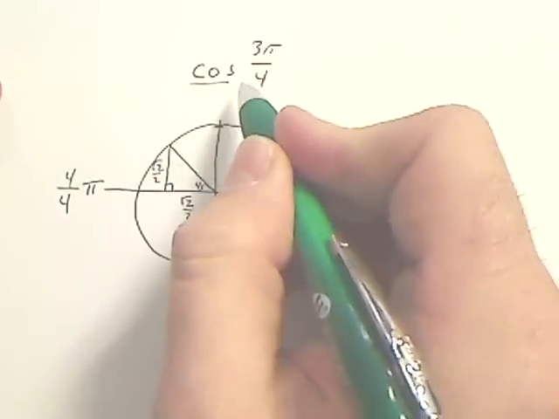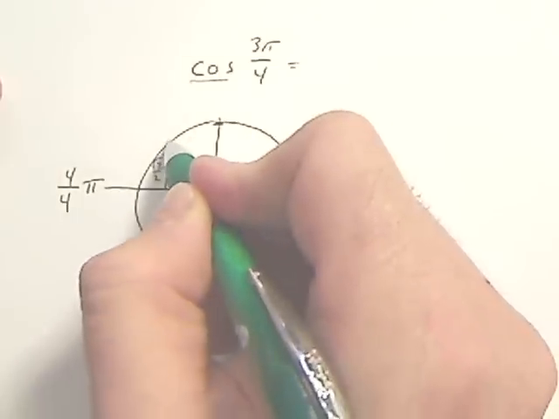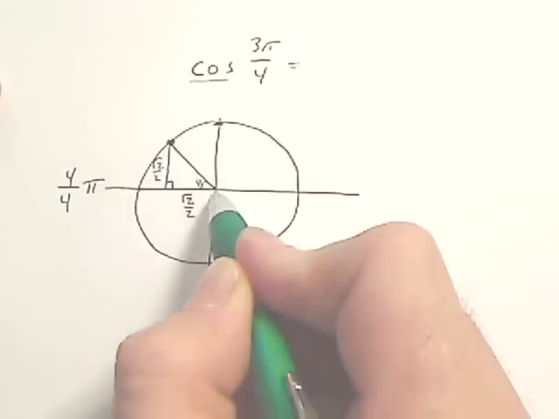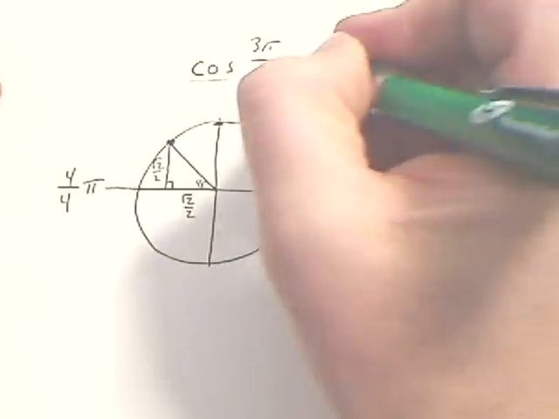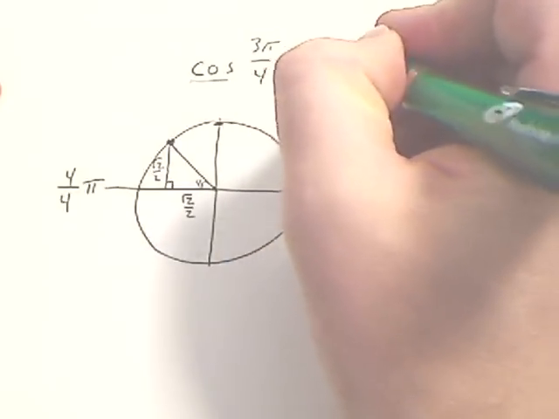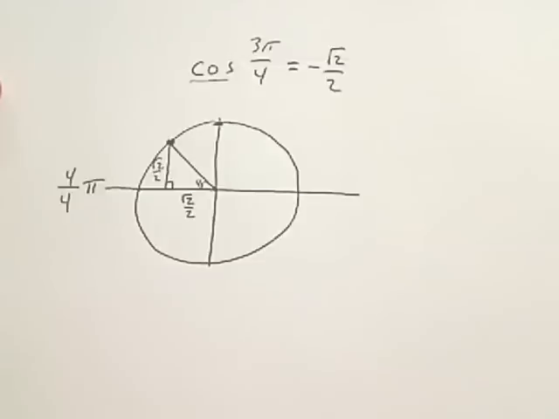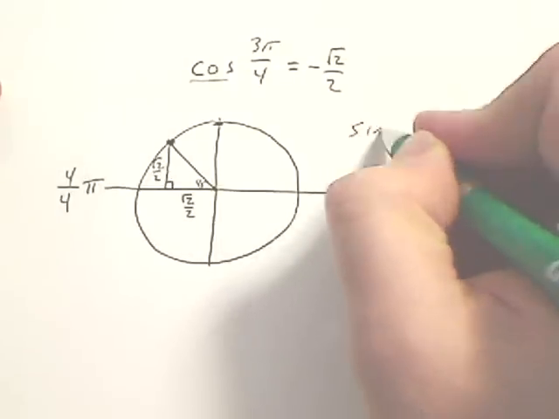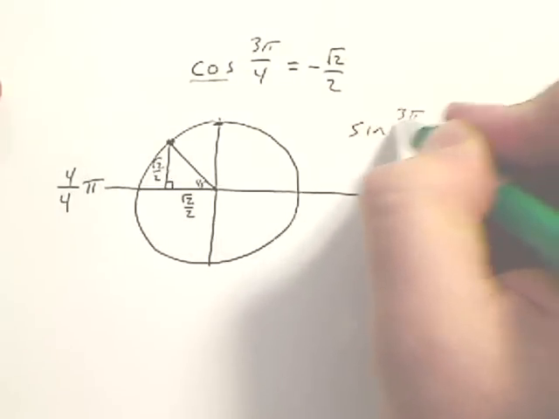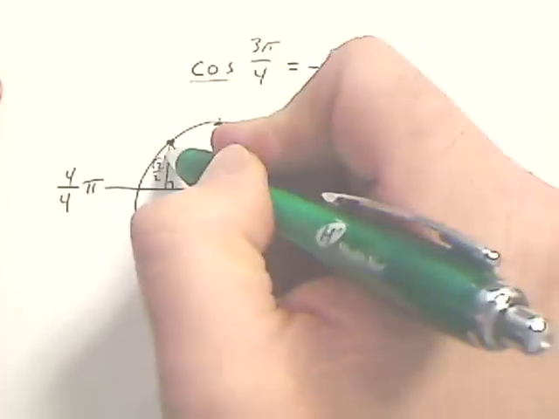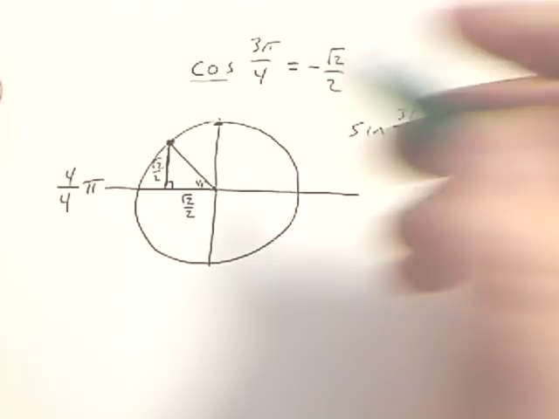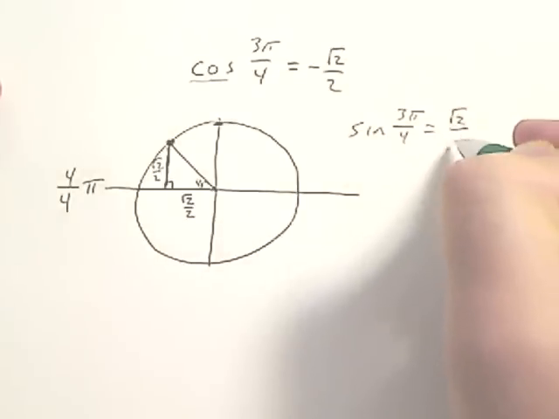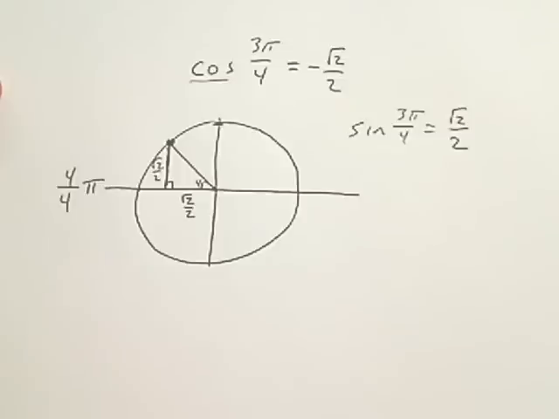Cosine is the x value, and the x value of this coordinate point right here is what you went to the left. And going to the left is negative, so the answer to this guy is negative square root of 2 over 2. If I would have asked for sine at 3 pi over 4, you would have given me the y value. The y value is the up or down fella here. It's root 2 over 2. It's going up, and going up is a positive direction. So positive root 2 over 2 is your answer for that one.